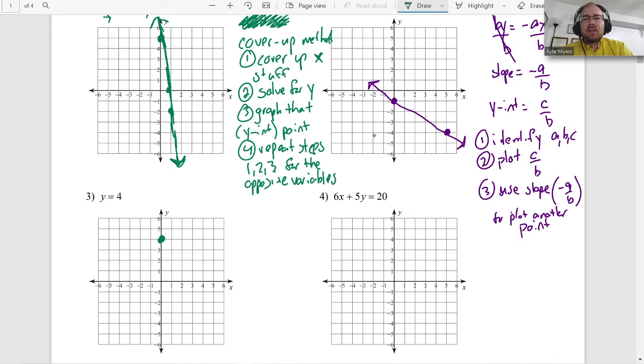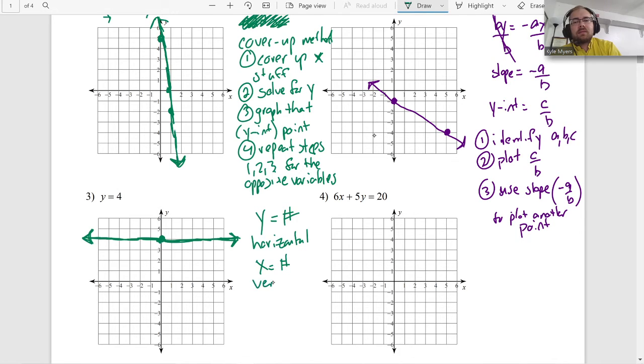And then step 4, repeat steps 1, 2, and 3 for the opposite variables. So we can't cover up the y stuff because there would be nothing left over, which means there's no x-intercept. So it's a little tricky still to do this method, but it works. The other thing you can remember is if it's y equals a number, that's a horizontal line. And if it's x equals a number, that's a vertical line. Okay? If you can just remember that, then that'll help you out a lot there.